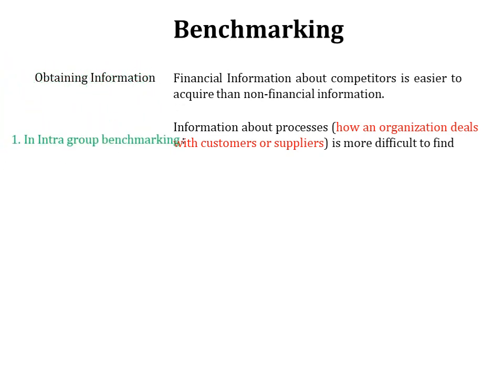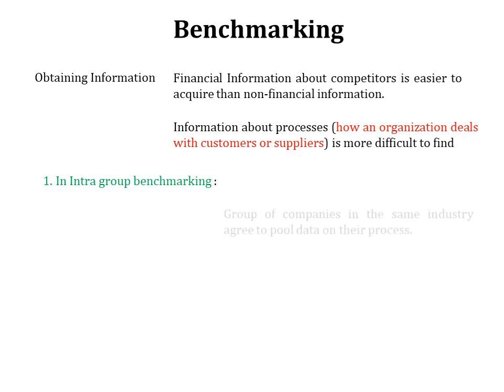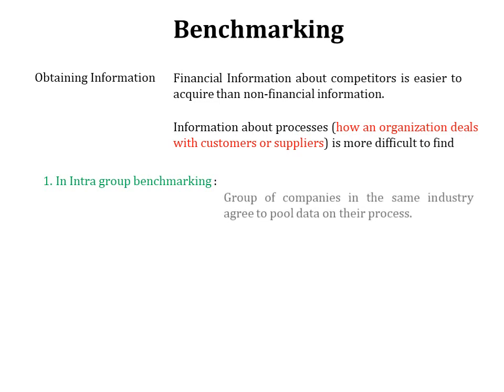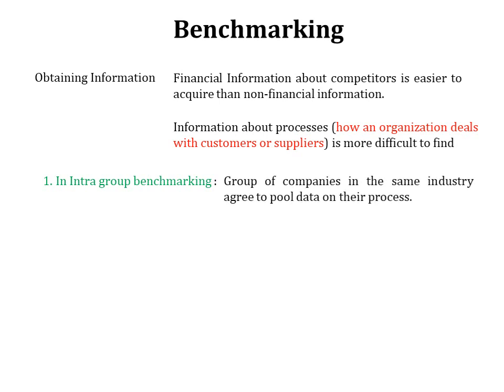Information about processes is more difficult to find, which means how an organization deals with customers or suppliers, because most organizations do not wish to share their information with other competitors in the same industry. Such information can be obtained through the following channels: intragroup benchmarking and inter-industry benchmarking.